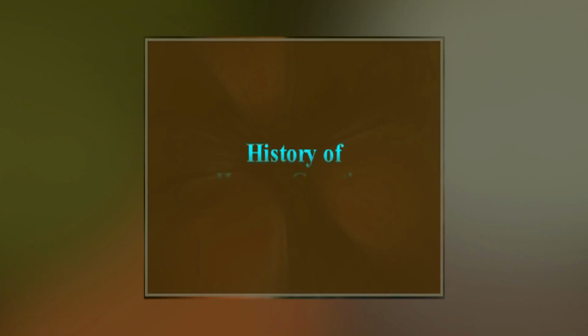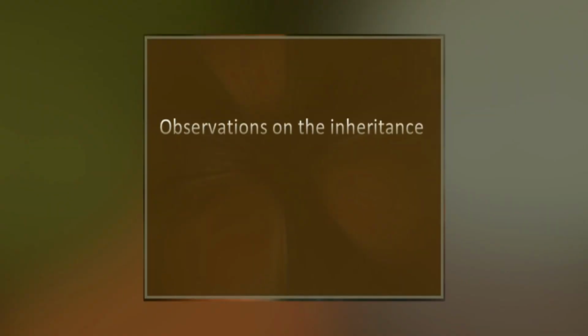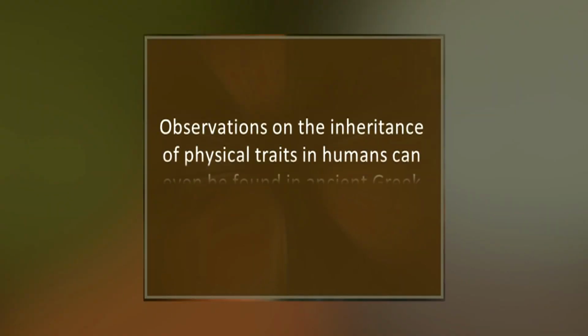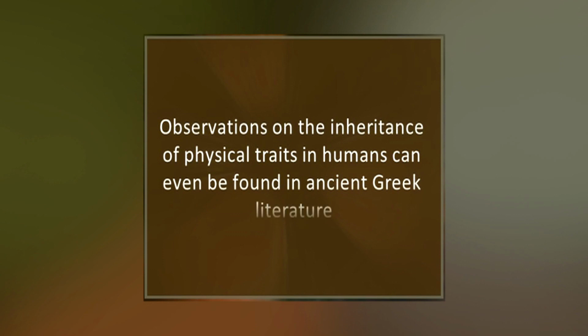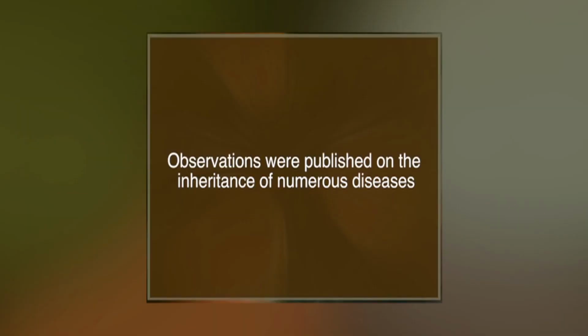Examples of autosomal recessive disorders are albinism, cystic fibrosis, etc. Now, coming to the history of human genetics. Theories and studies in human genetics have a long history. Observations on the inheritance of physical traits in humans can even be found in ancient Greek literature. In the 18th and 19th centuries, observations were published on the inheritance of numerous diseases, including empirical rules on modes of inheritance.